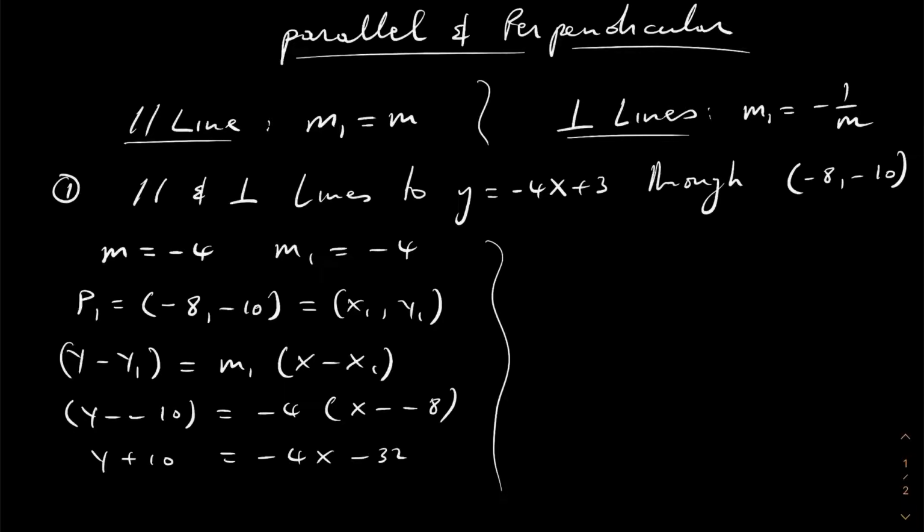And so to write this in the slope-intercept form, I'm going to go ahead and subtract 10 on both sides and get my final answer as y equals 4x plus 22, and you'll be done.